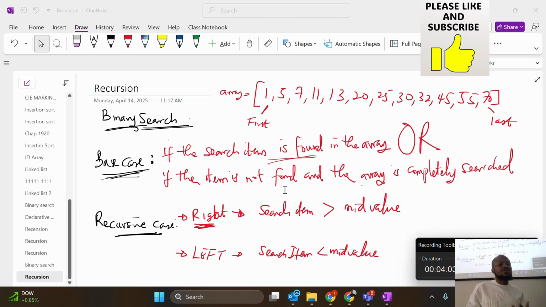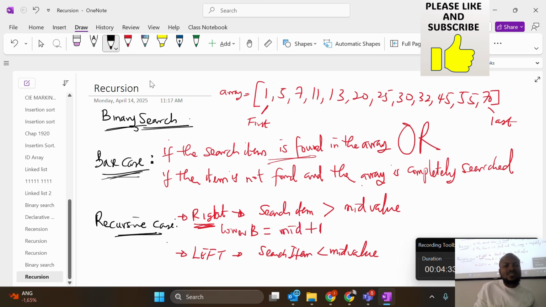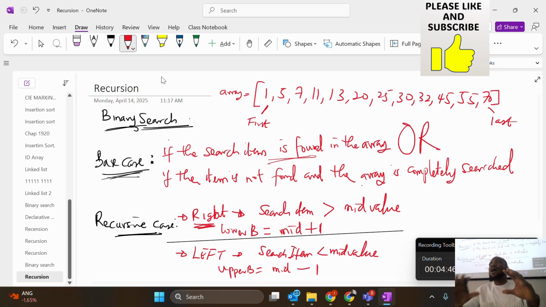While defining the recursive case, I have to write more information to assist myself. Is that understood? So going to the right, what does that imply? When you search towards the right, it means that the search item is higher. So when you search to the right, it implies that the lower boundary will be equal to what? Mid plus 1. Is that understood? You must identify that in your definition. When you are searching to the left, what does that imply? The upper boundary will be equal to what? Mid minus 1. So now that you have your blueprint, you can write your code.